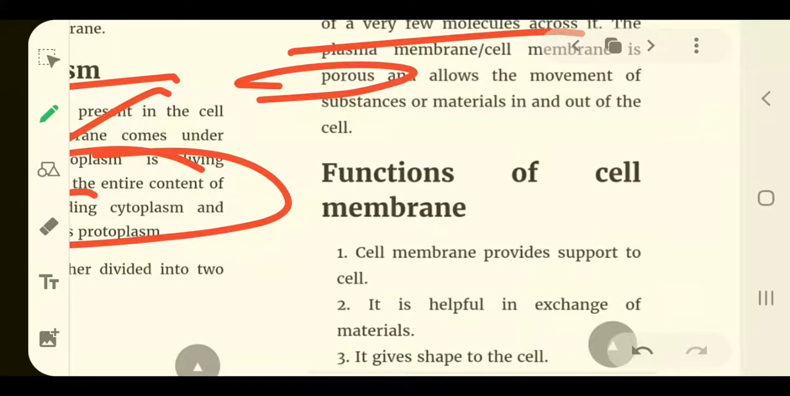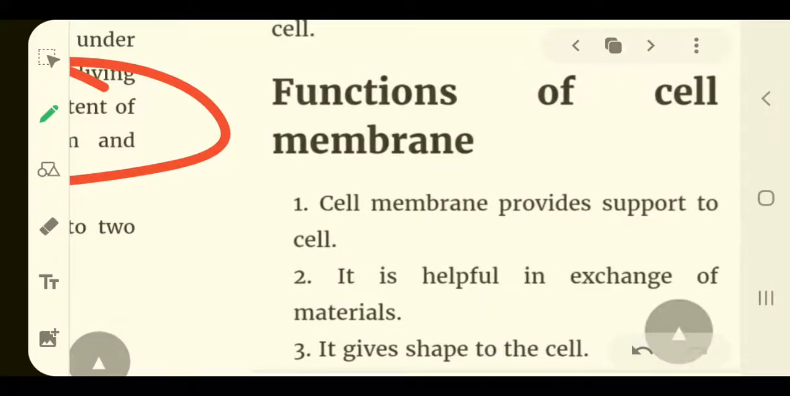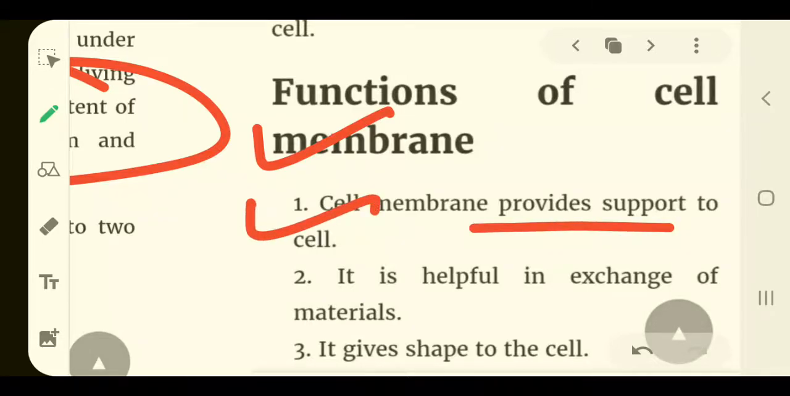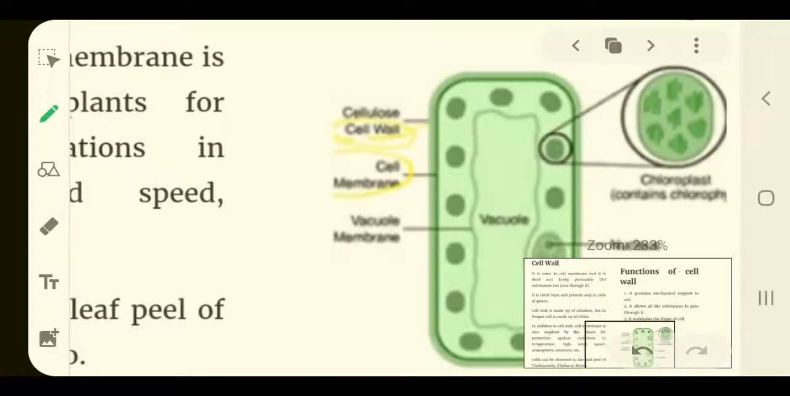Then these are some points that you should know and must write down in your notes, the functions of the cell membrane. Number one, it provides support, as you have been told. Number two, it helps in the exchange of materials because it is porous, and of course the most important, it gives shape to the cell. That is the most important part, shape to the cell.